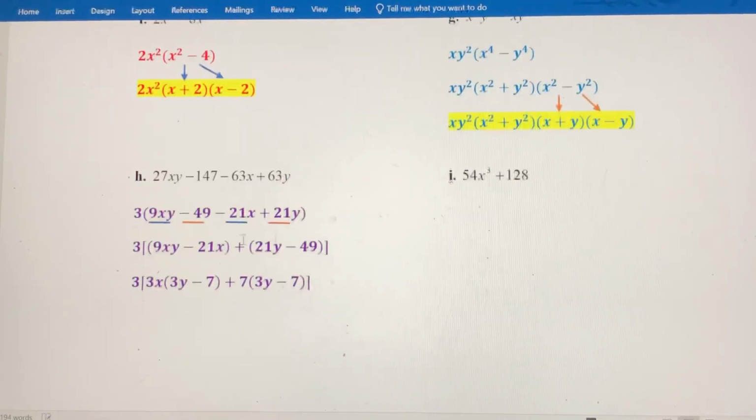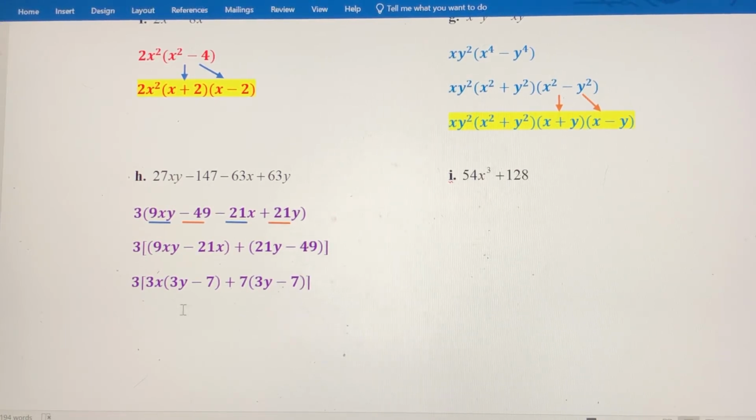So, this binomial, they're both divisible by 3. They have an x in common, so we take out a 3x. Okay, so when I divide each of these by 3x, I'm left with 3y minus 7. Okay, 21y and 49, we said they had a 7 in common. When I take out that 7, I'm left with 3y minus 7.